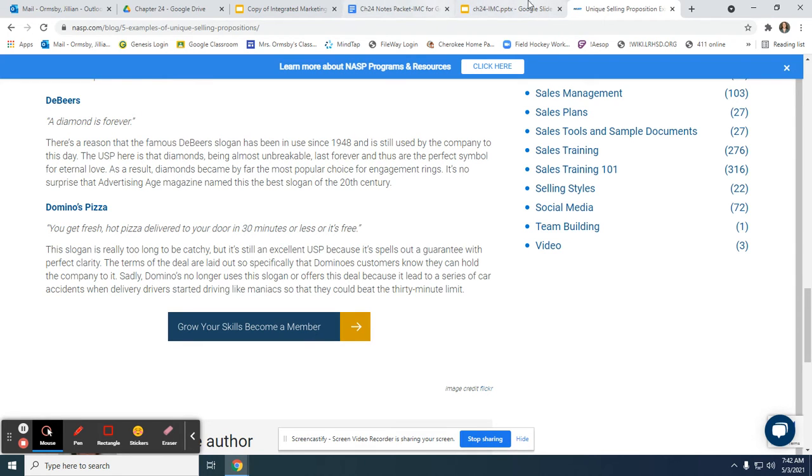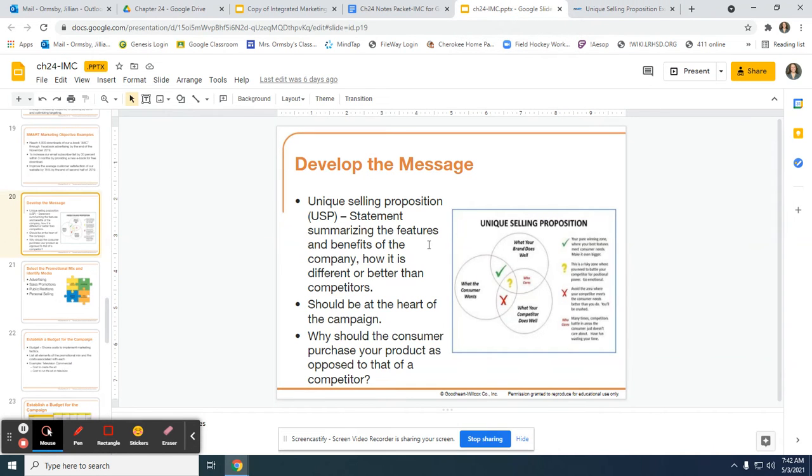So, what you need to do is you need to come up with a unique selling proposition that you can use for your integrated marketing campaign. A lot of times, nowadays, people develop that slogan and turn it into a hashtag that is going to be utilized in all of their advertising.